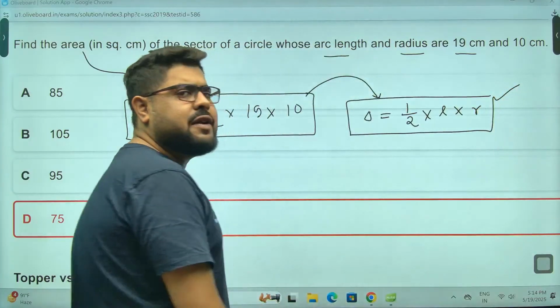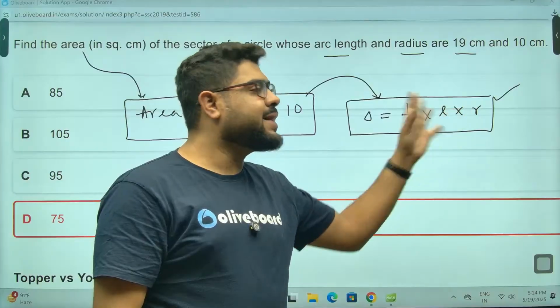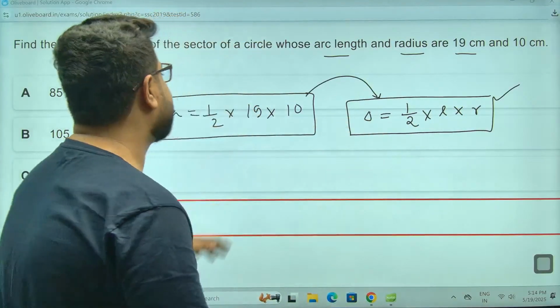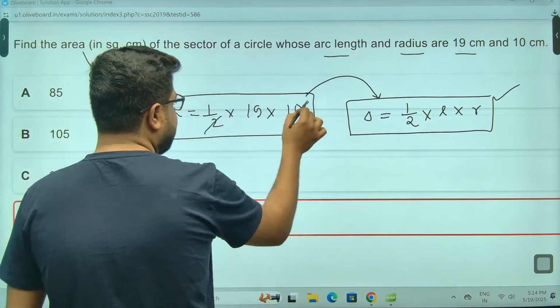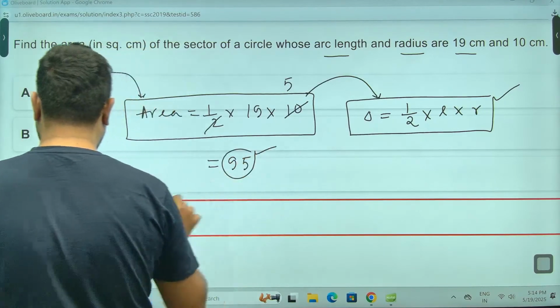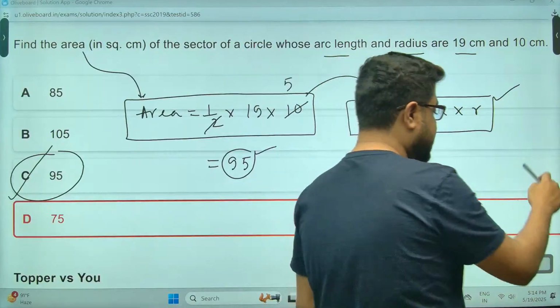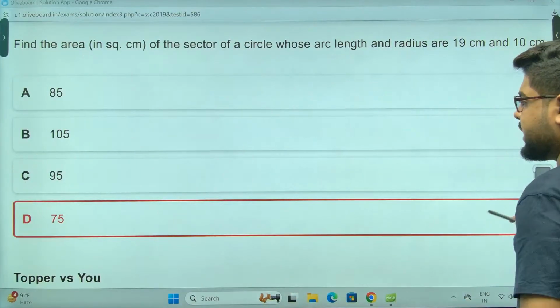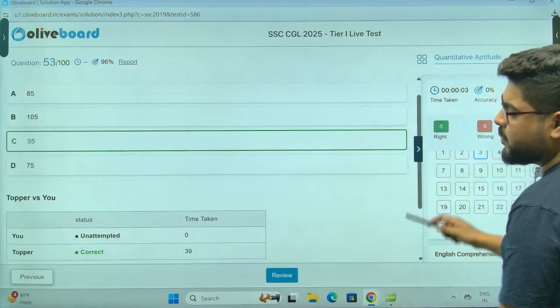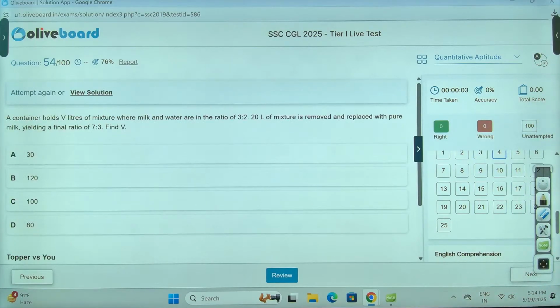Okay, sir. Very simple. How does this come? From the basic unitary method. So just put this, 19 into 5, 95. That's your answer. Option C is the answer, sir. Yes, Reena, LR by 2. Absolutely, LR by 2 is the way to go.